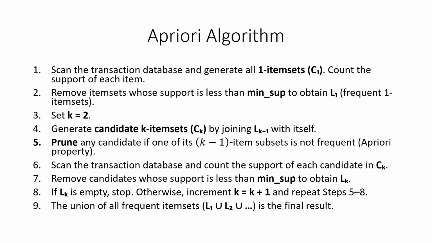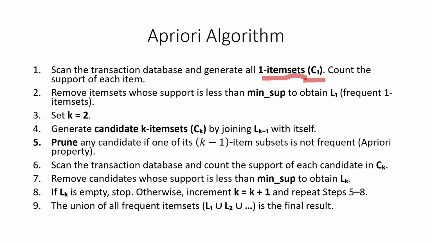So in the first step, we have to scan the entire transaction database, and we have to create the one-item set. One-item set means we have to count each and every item, and list how many times it occurs. That is called the one-item set C1. Suppose we have 10 different items in the entire database. We have to list the 10 different items, and count how many times each item comes.